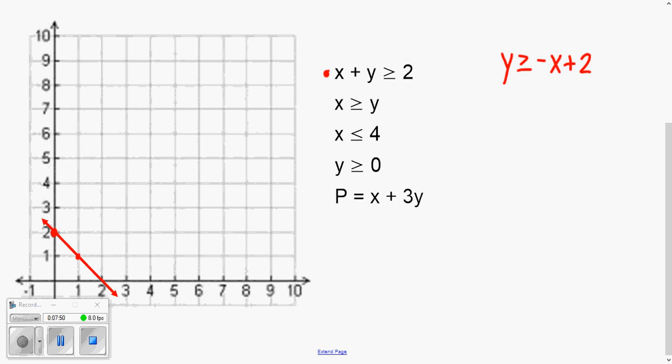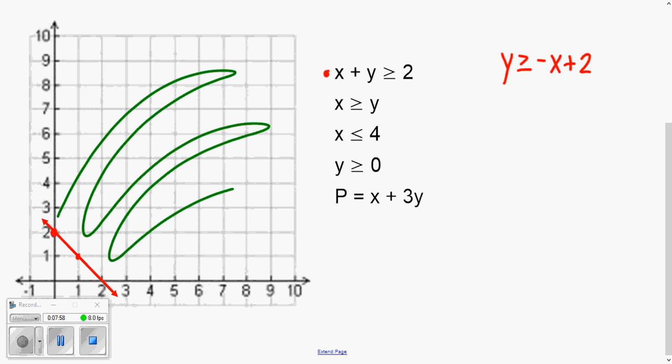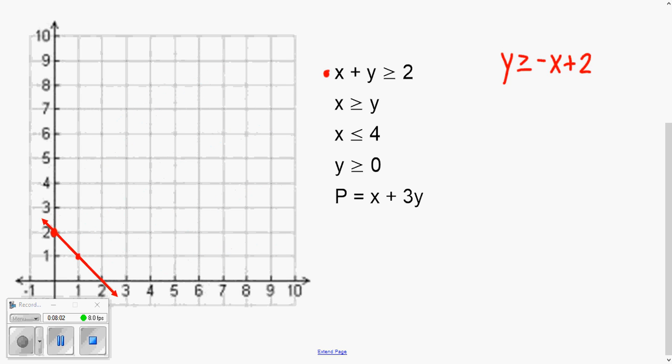At this point, I'm shading above the red line. So technically speaking, and I'm going to erase this in a second, that's all of this. All of that is still part of my feasible region, so I'm not going to shade it until I narrow it down a little bit. The next inequality I'm going to look at is x is greater than or equal to y. I actually don't like that it's written like that. I'm going to switch it, make it y is less than or equal to x. That's a line that starts at the origin and has a slope of 1.